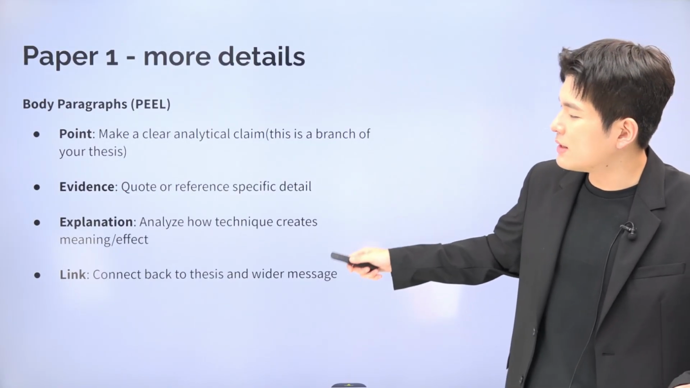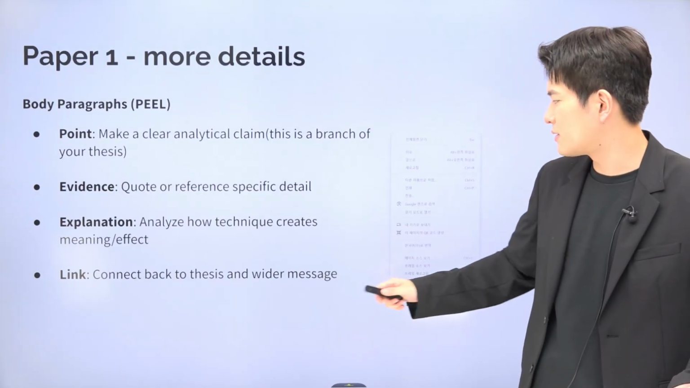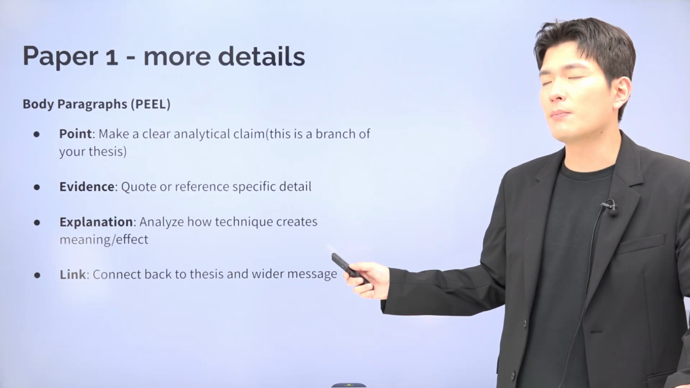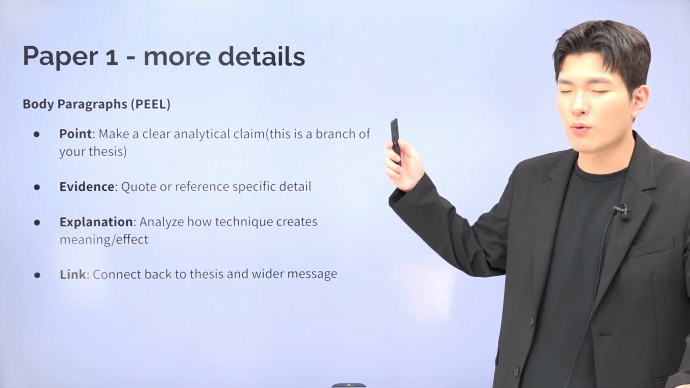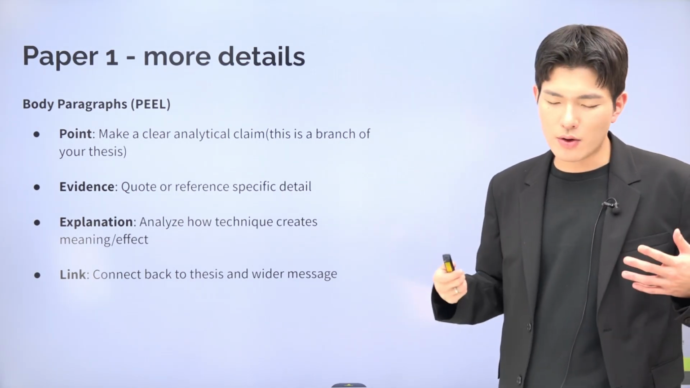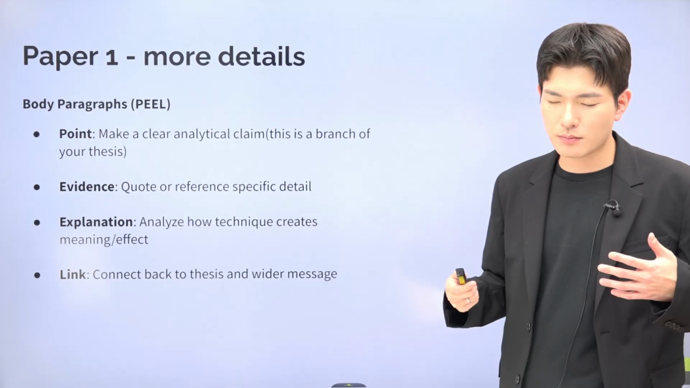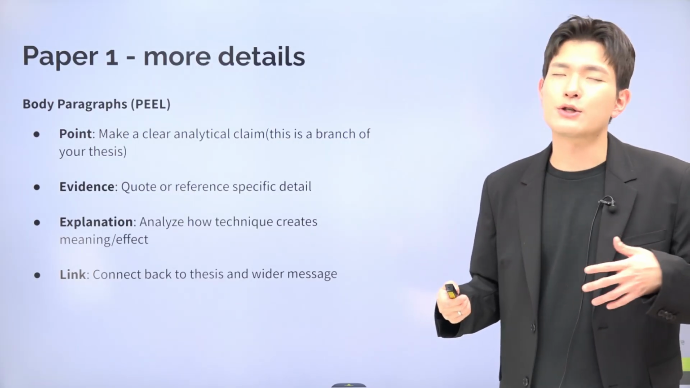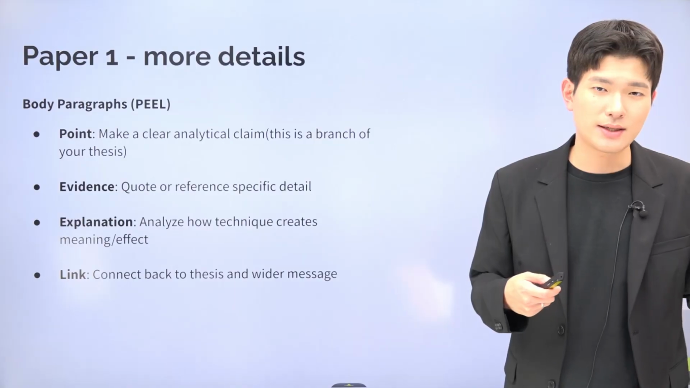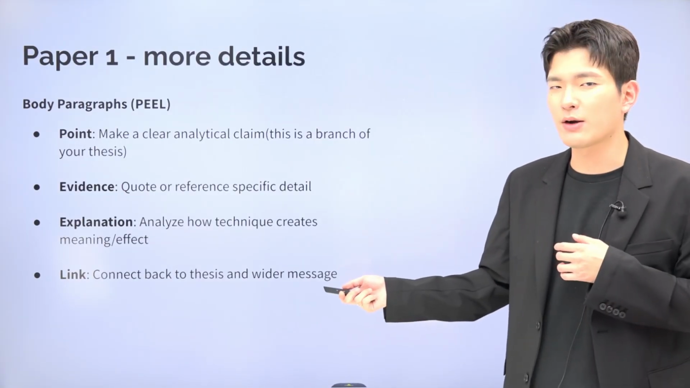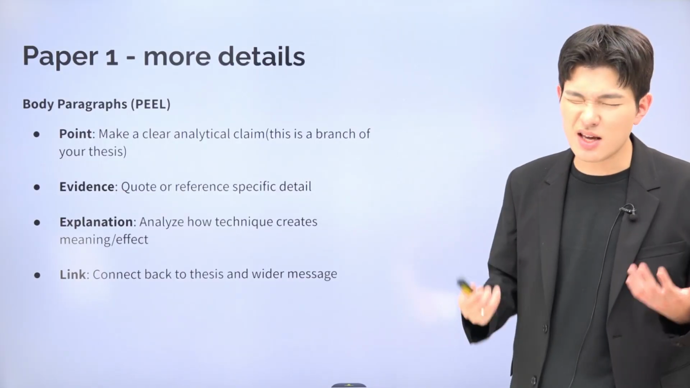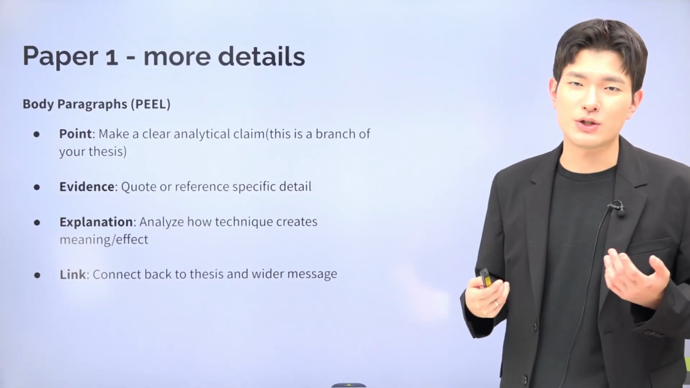And then what you do in the link is connect back to the thesis, to a wider message. Essentially, you are making a connection back to your original point: because the author was able to make a certain kind of impact, with that impact the author is trying to convey a message effectively. You're trying to comment on that in the final section of the body paragraph. Does that make sense?